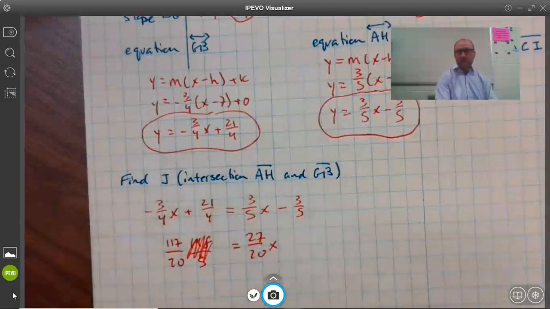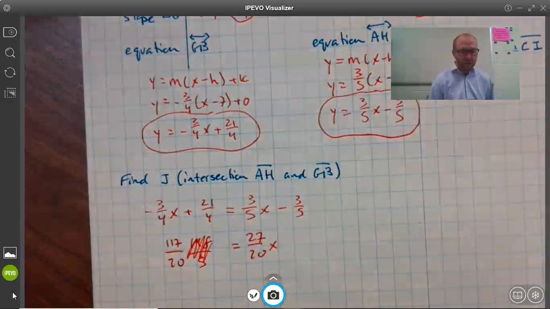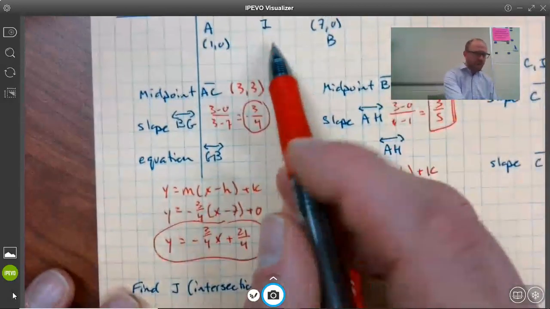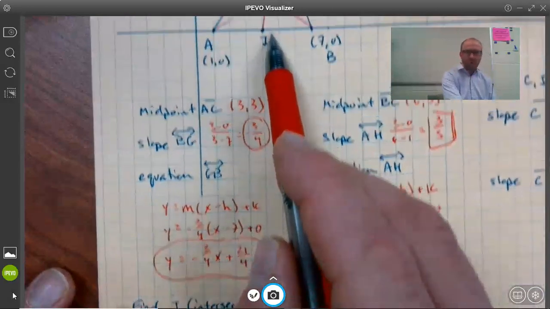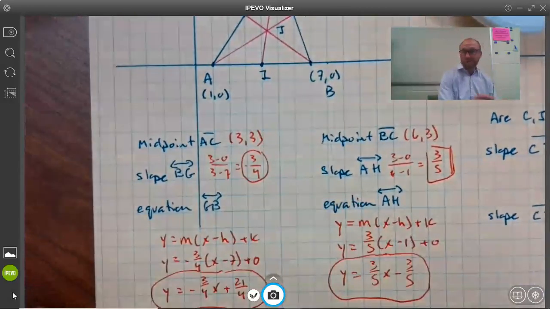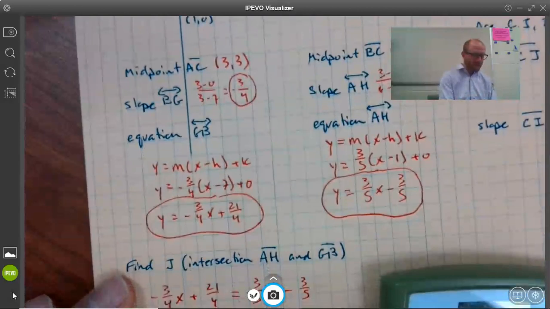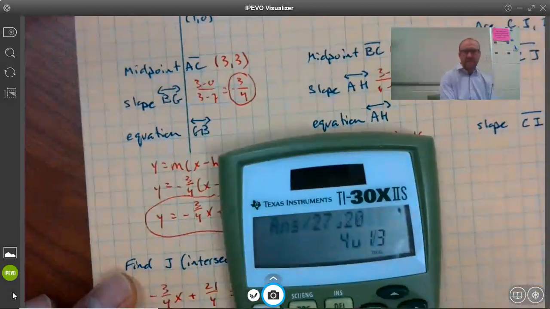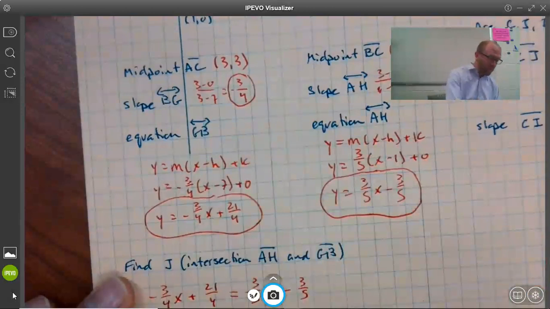It's 117/20. By the way, the reason I knew there was something terribly wrong is my x value was really big. I know it's going to be something like 1, 2, 3, 4, should be a little bit bigger than 4. It was like 29 and something. So let's try this again. We're going to divide that by 27/20 to get 4 1/3. That looks a little more reasonable.